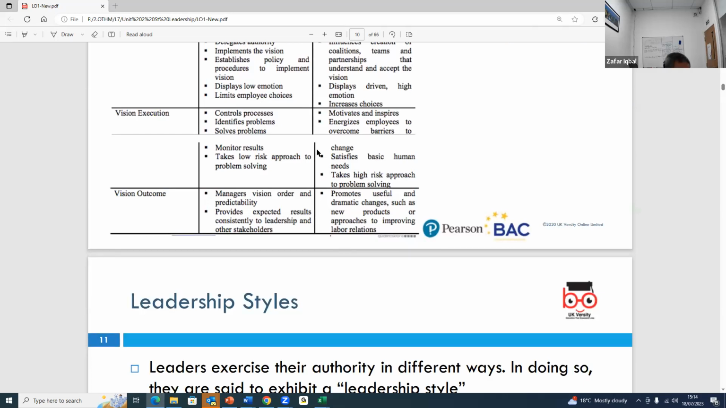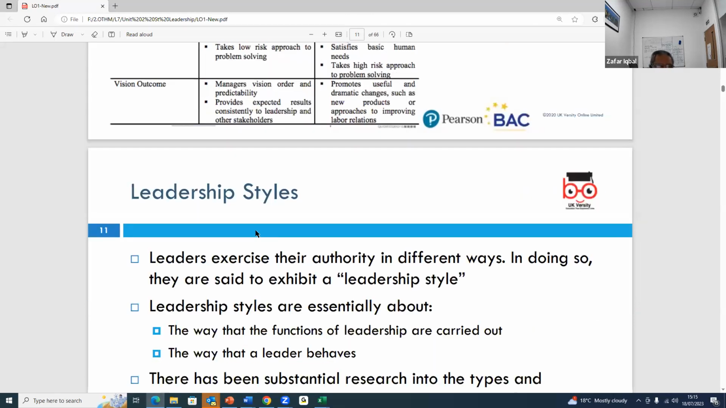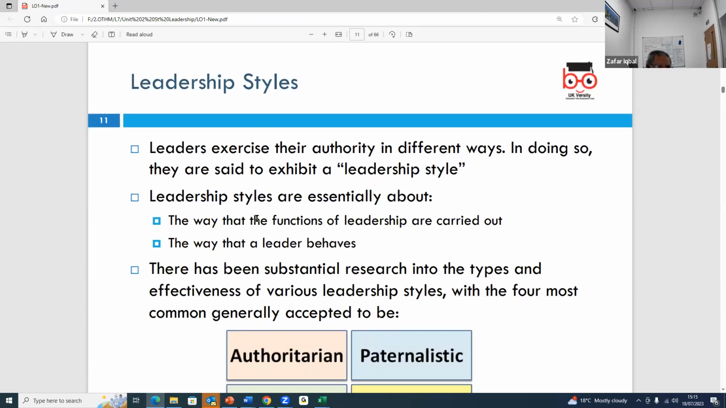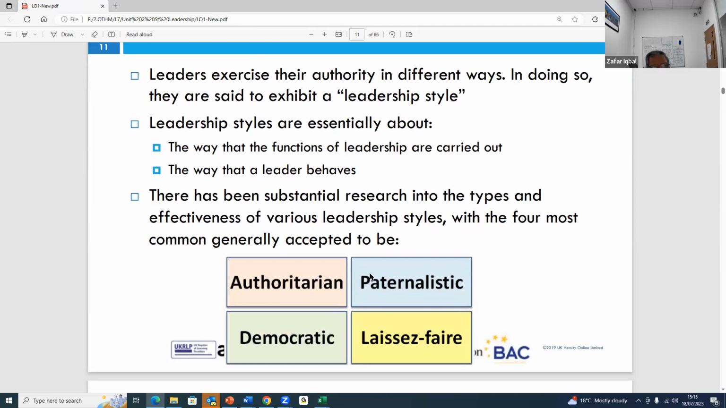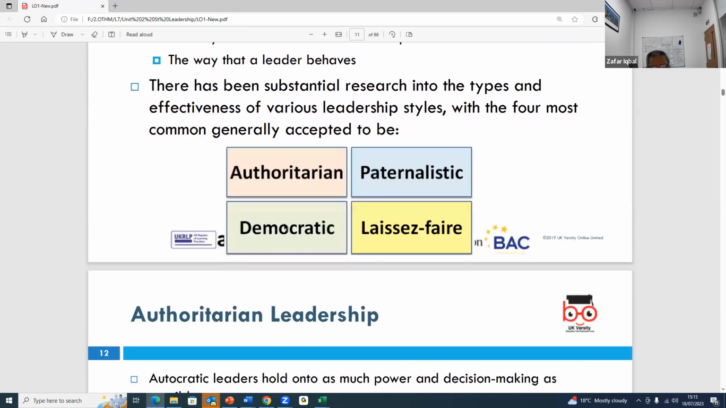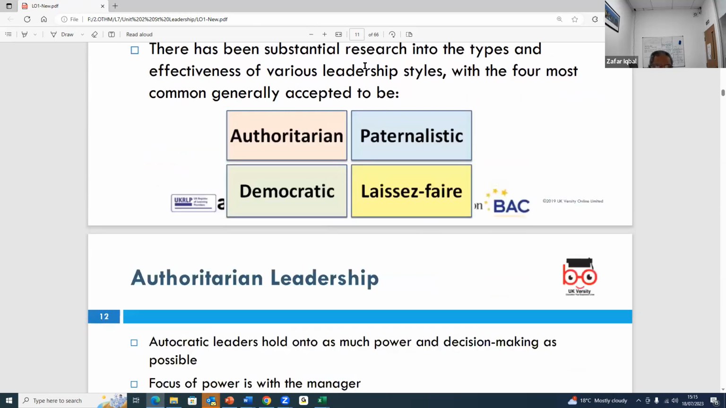I'm sure you can, as managers in high authority jobs, apply these distinctions to yourself and see whether you are a leader or a manager. So let's look at some styles of leadership. Leadership has different styles. Some are authoritarian, some are paternalistic, some are democratic, some are laissez-faire leaders. So let's look at the leadership styles.